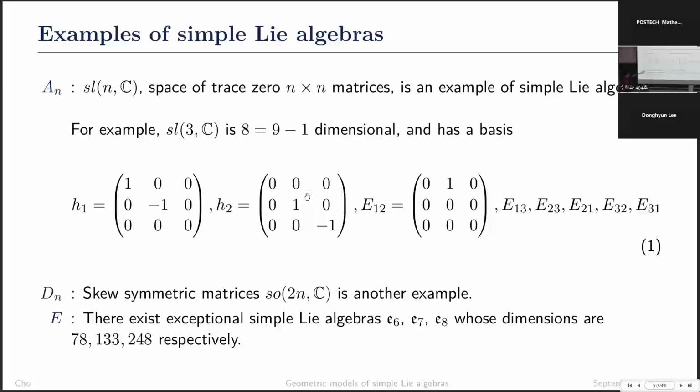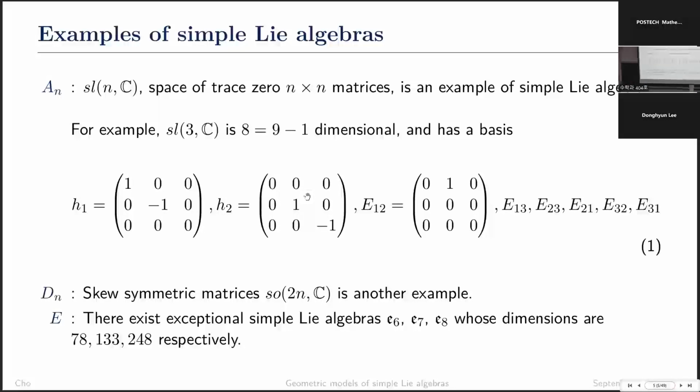And D_n is the skew-symmetric matrices, so_{2n}(C). So it's a 2n by 2n matrix which is skew-symmetric. And you can check that the Lie bracket of skew-symmetric matrices is again skew-symmetric, so it's a Lie algebra. The E-type simple Lie algebras are difficult to describe, but they exist. There are 3 E-type Lie algebras, E6, E7, E8. Their dimensions are 78, 133, and 248. Okay, kind of big.